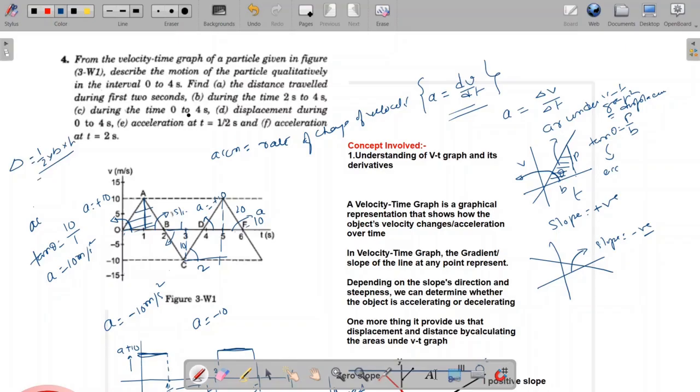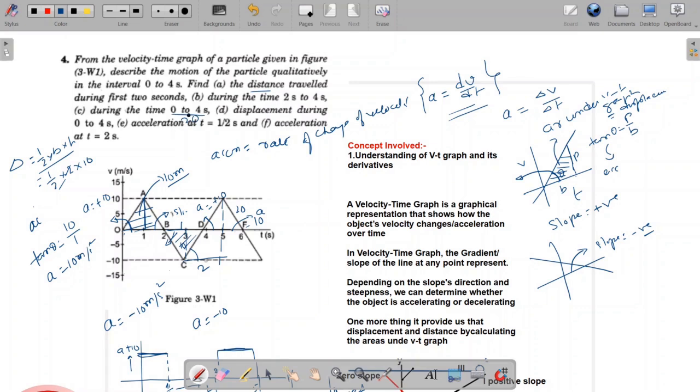Height is 10. What is the base? Base is 2, so this is 10 meters. This is the distance traveled, because we are not taking the sign. Now, in 0 to 4, again this is 10, and this will again be 10 only. So the total distance will be 10 plus 10, so 20.